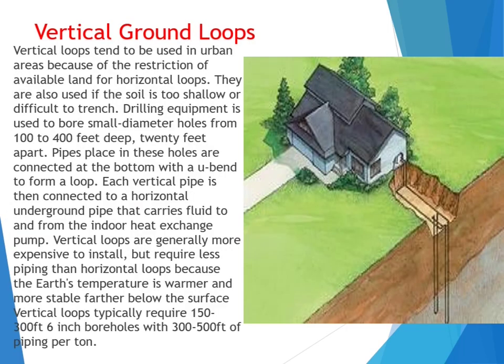Moving ahead, let's move to the vertical ground loops. Vertical ground loops tend to be used in urban areas, because of the restriction of available land for horizontal loops. There is not much land available in urban areas, so people prefer vertical ground loops there. They are also used if the soil is too shallow or difficult to trench.